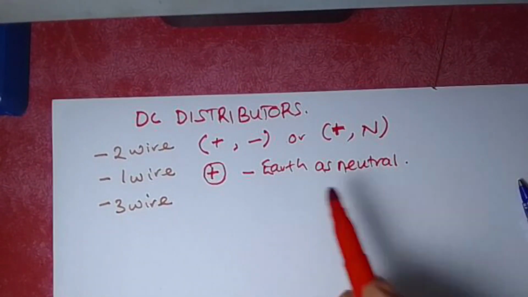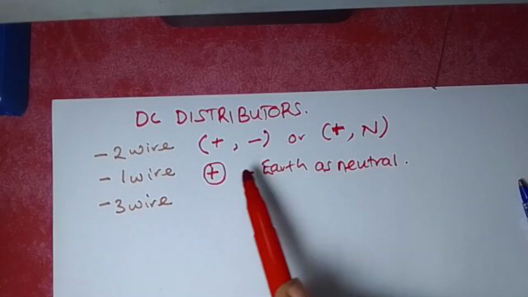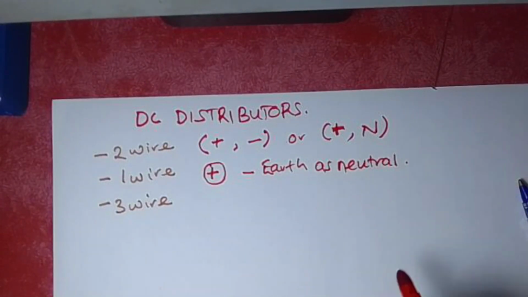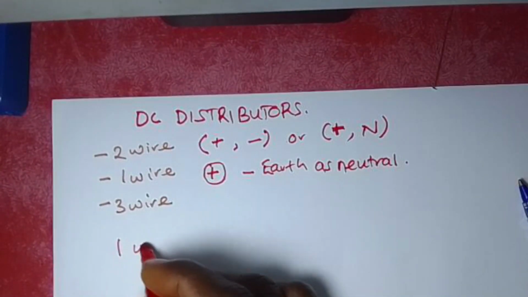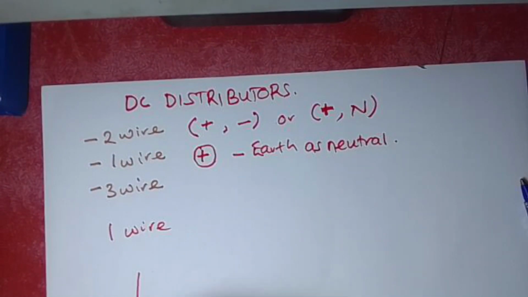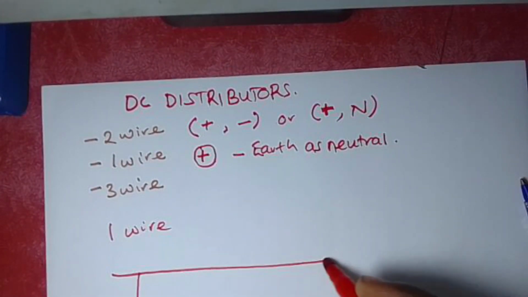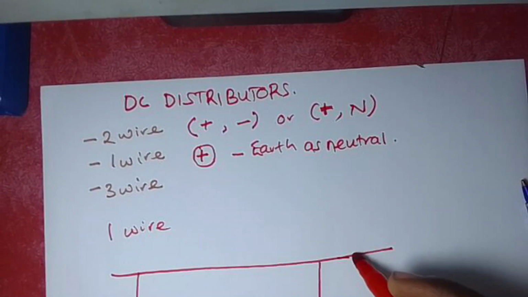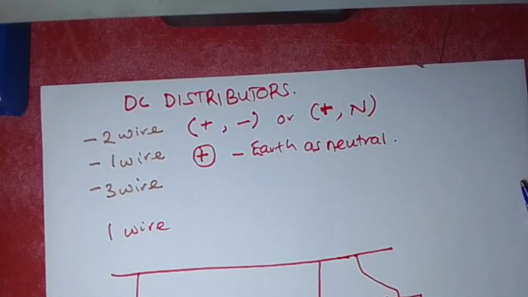So they use the earth as the neutral. So they draw one wire running from one end of the station to the other end of the station. Simply, a one-wire distributor looks like this. You have one point, you run your conductor to the other point, and at this point here, maybe it is a station. If this is my load, you pick off that wire and then you supply to the load.